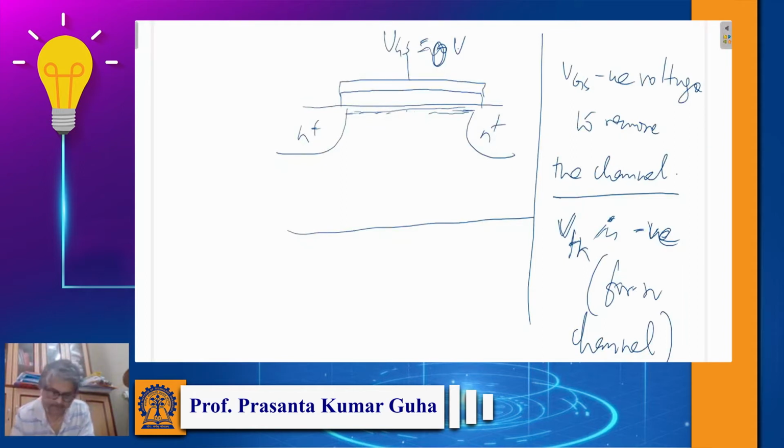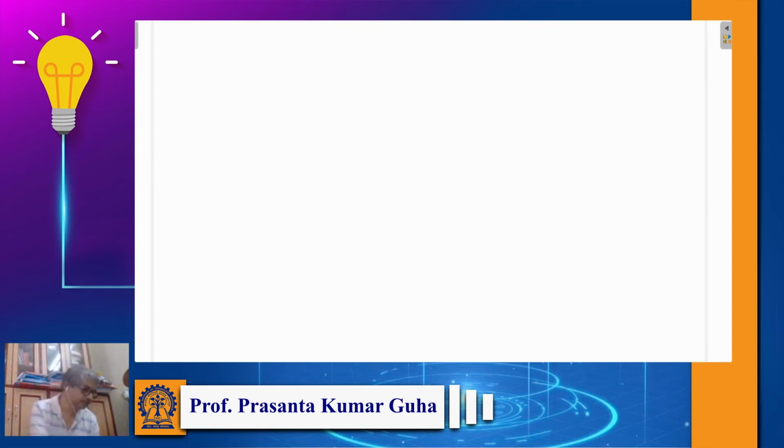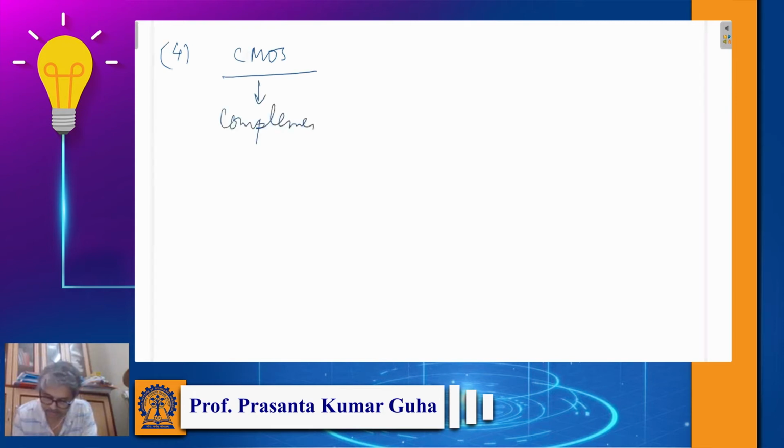Right. What else? Is there anything I am missing? Okay. The last thing I would like to mention is that nowadays CMOS is extremely important. CMOS is known as complementary MOS, that is, complementary metal oxide semiconductor.